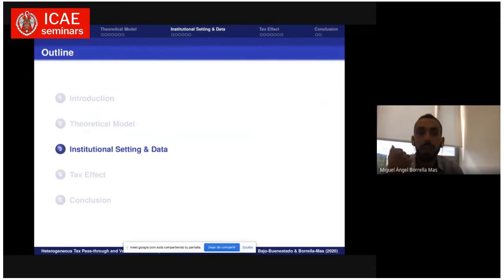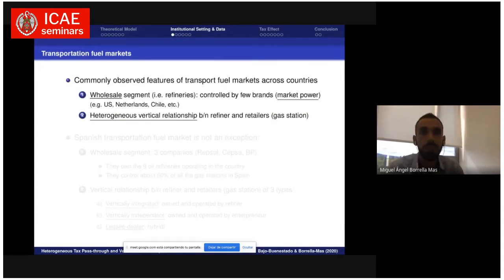Before going to the details of the empirics, let me focus a bit on the institutional setting and the data, and in particular, a bit on the transportation fuel markets. There are two commonly observed features of transport fuel markets across countries. First of all, the wholesaler segment, so the refineries, basically are controlled by a few brands, or they have a lot of market power.